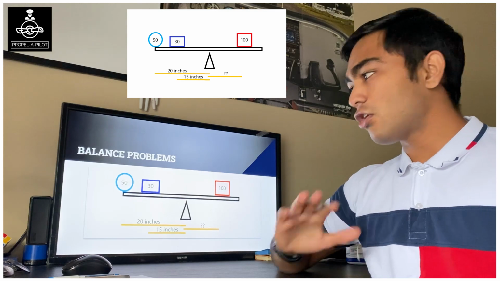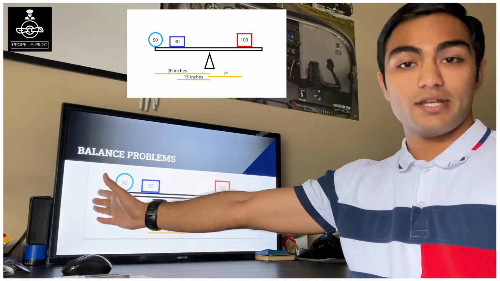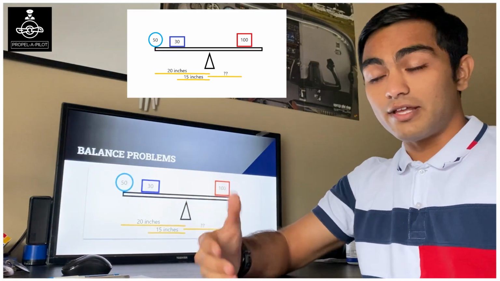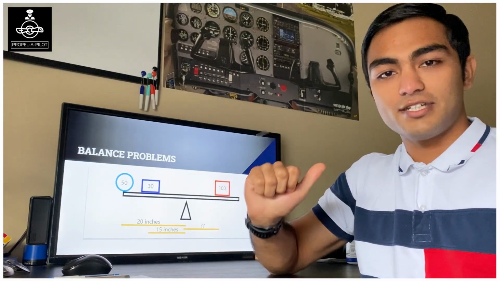This answer will not change if you take this side to be positive and this side to be negative. Any side of the datum can be selected as positive and the other side as negative. Now let's see what the second way of doing this question is.